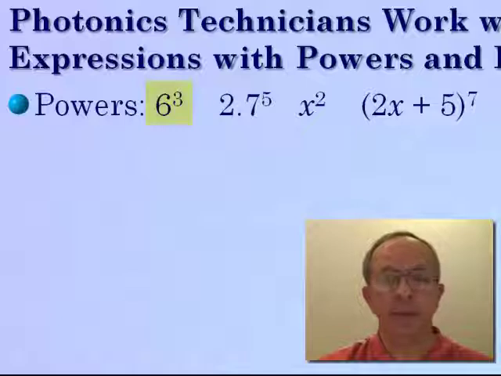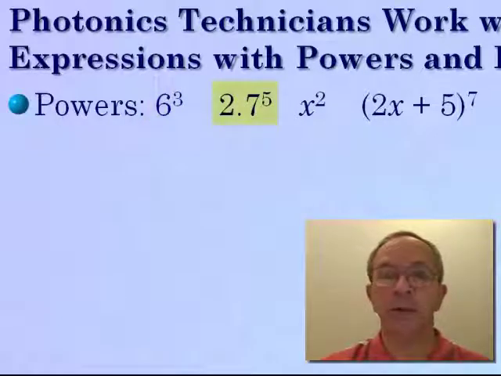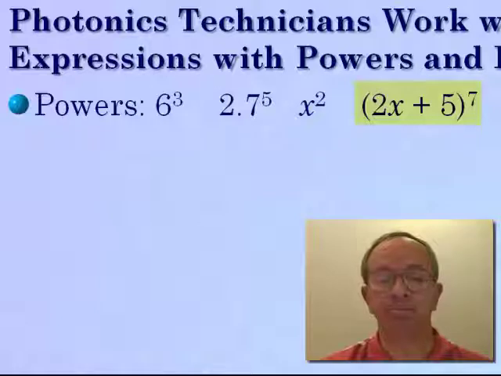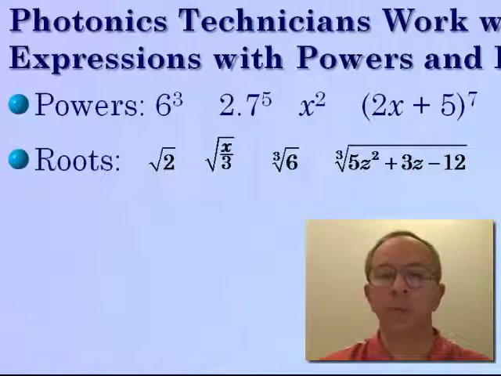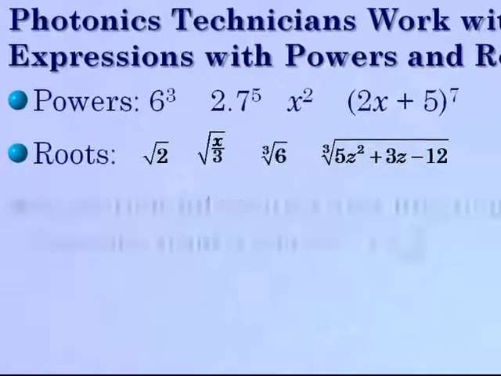For example, powers like 6 to the 3 power, 2.7 to the 5 power, or with variables such as x squared or 2x plus 5 to the 7th power. Or you may have roots such as the square root of 2, or with variables the square root of x over 3, or cube roots like the cube root of 6 and the cube root of an expression in an equation like 5z squared plus 3z minus 12.